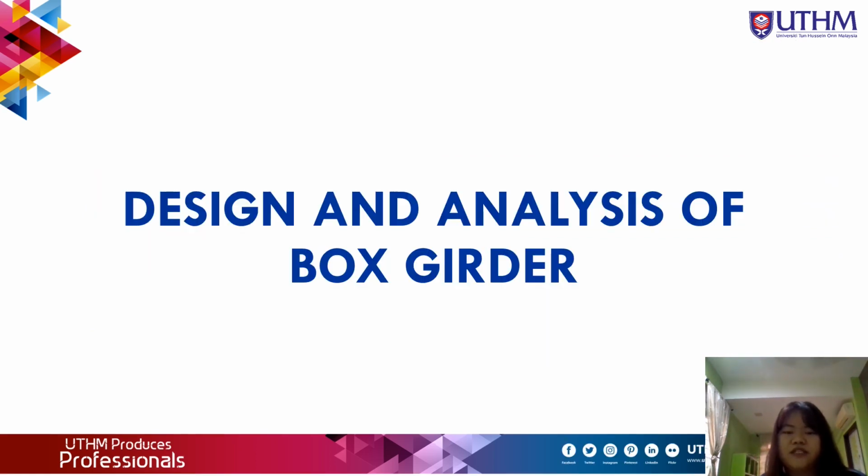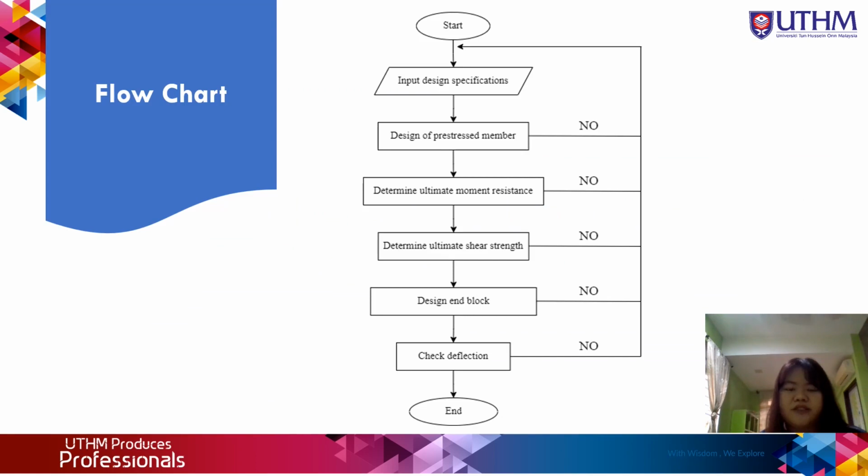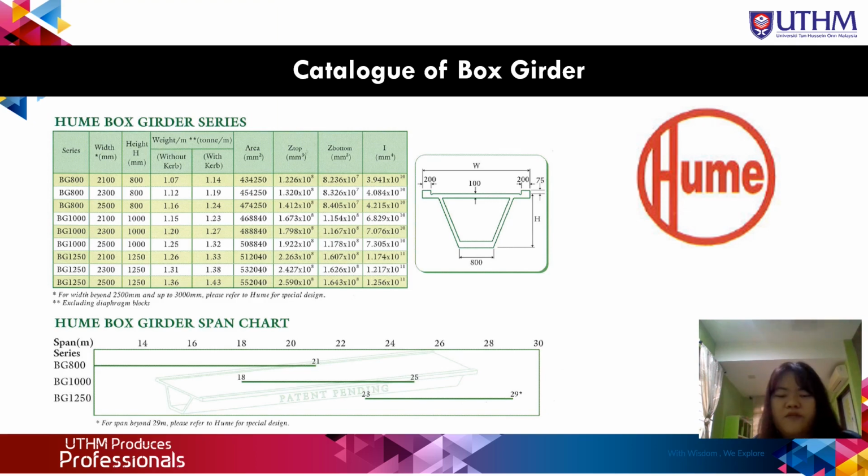Design and analysis of box girder. This is the flow chart of our design process. First, we input the design specification and design a pre-stress member, determine the ultimate moment resistance and the ultimate shear strength, design the end block, and check the deflection. Catalog of box girder. We will be using the SG1250 series from Hume Concrete to design our pedestrian bridge.